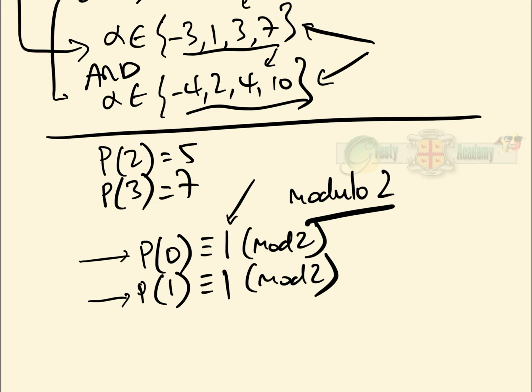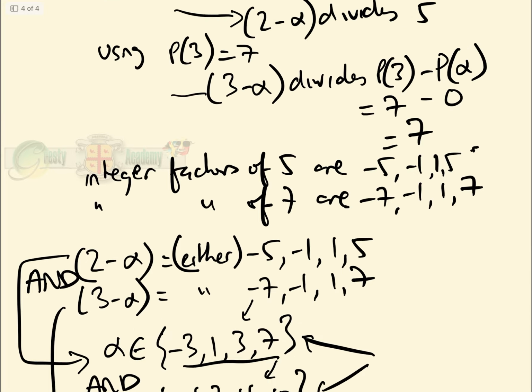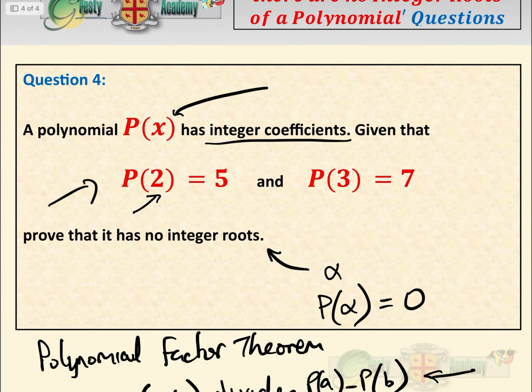But all integers mod 2 are either 0 or 1, so no matter what integer we put into this polynomial, it will be an odd number, and therefore it can't be 0. So there cannot be any integer solution to this polynomial, because regardless of whether the number is odd or even, the polynomial shoots out an odd number. That's a really nice, neat proof using modulo maths. I thought I'd put that in at the end.